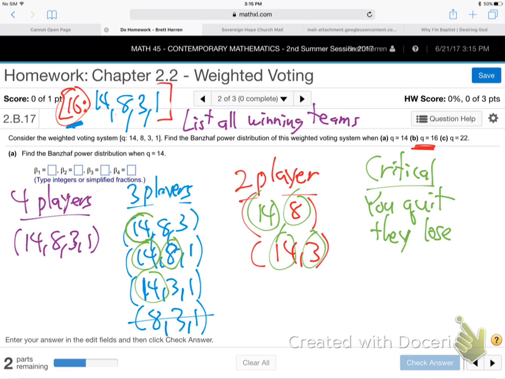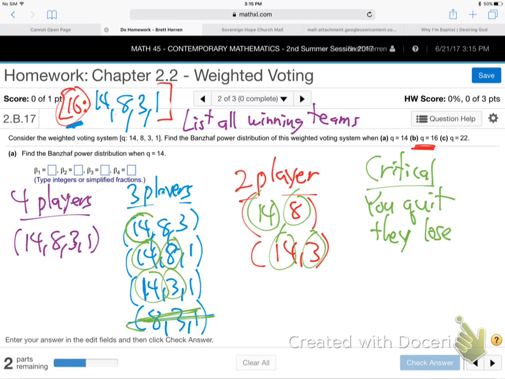14 quits. Do they lose? Yeah, they've only got 3 and 1, which is 4. What if the 3 in the middle quits? Do they lose? Yeah, they only have 15 again, 14 and 1. So he's critical. If the 1 quits, no, they still have 17. They don't lose. He's not critical. And again, this one is out.